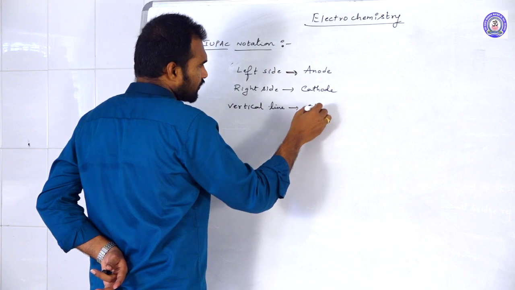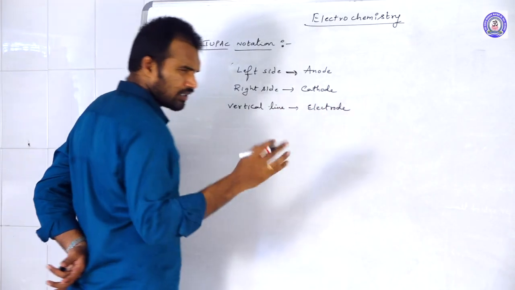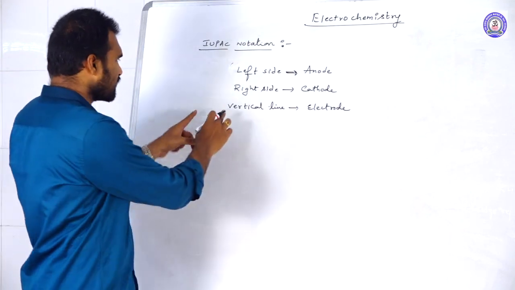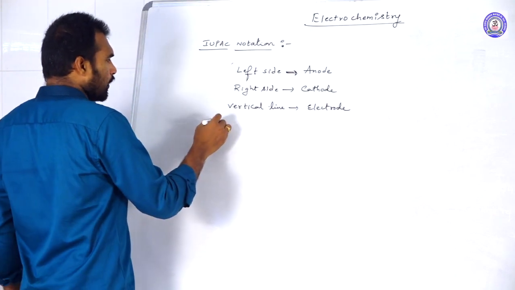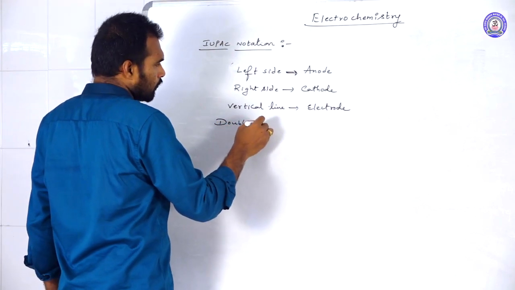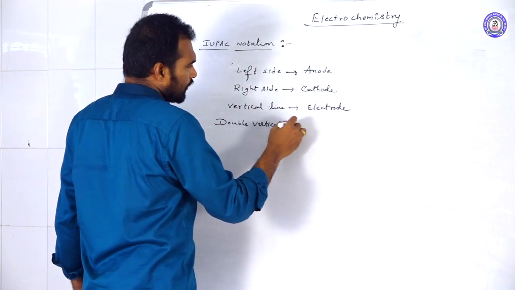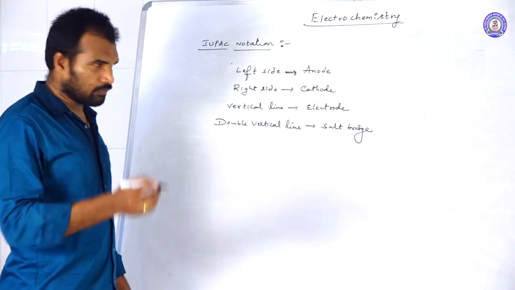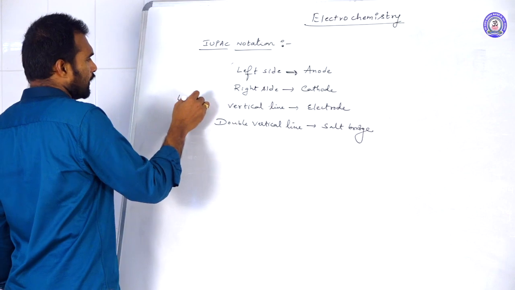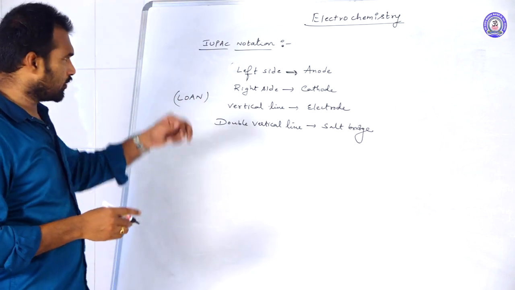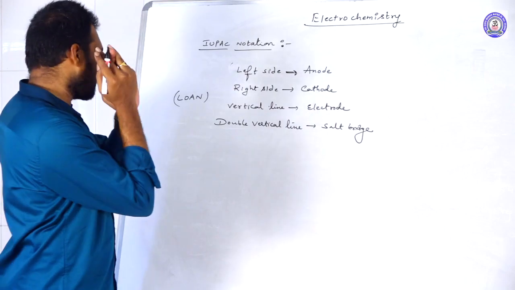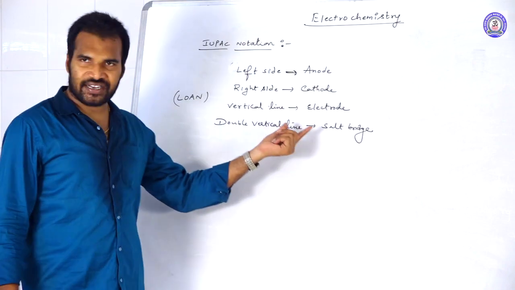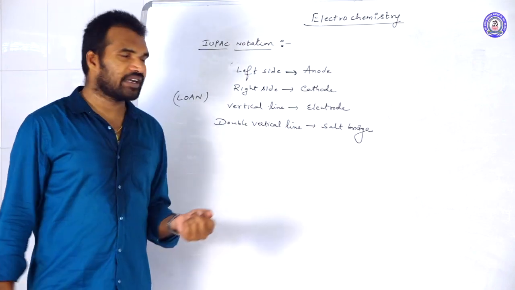it represents the electrode, or the phase transition between the metal and its ionic solution. That we represent with a single vertical line, and the double vertical line represents a salt bridge. Simply, as I already told you, just remember LOAN while writing the IUPAC notation. Left side is always the anodic reaction, right side is always the cathodic reaction. Single vertical line indicates what? An electrode. And a double vertical line indicates what?